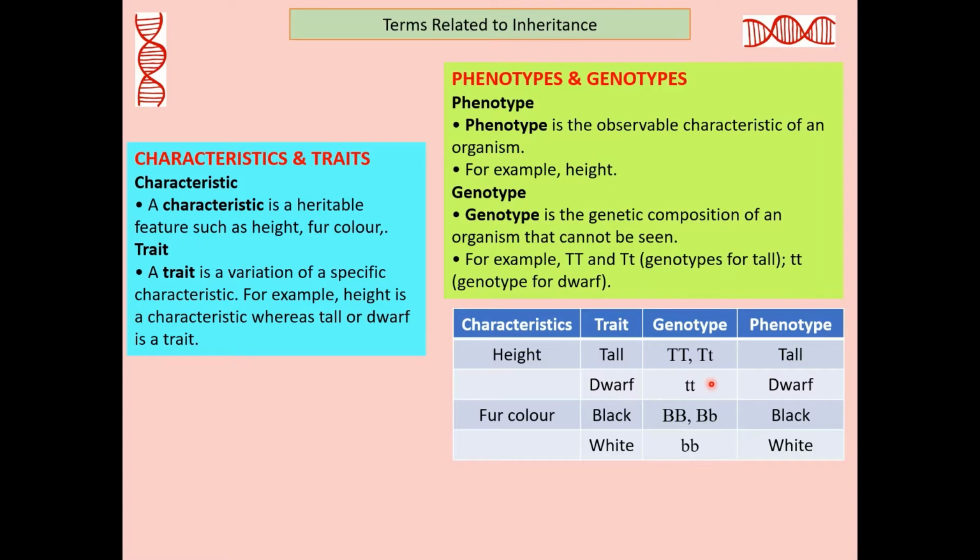And this one, big B and small b. This is the genotype for black, and small b and small b is the genotype for white. The phenotype is white. The genotype is represented by small b and small b.